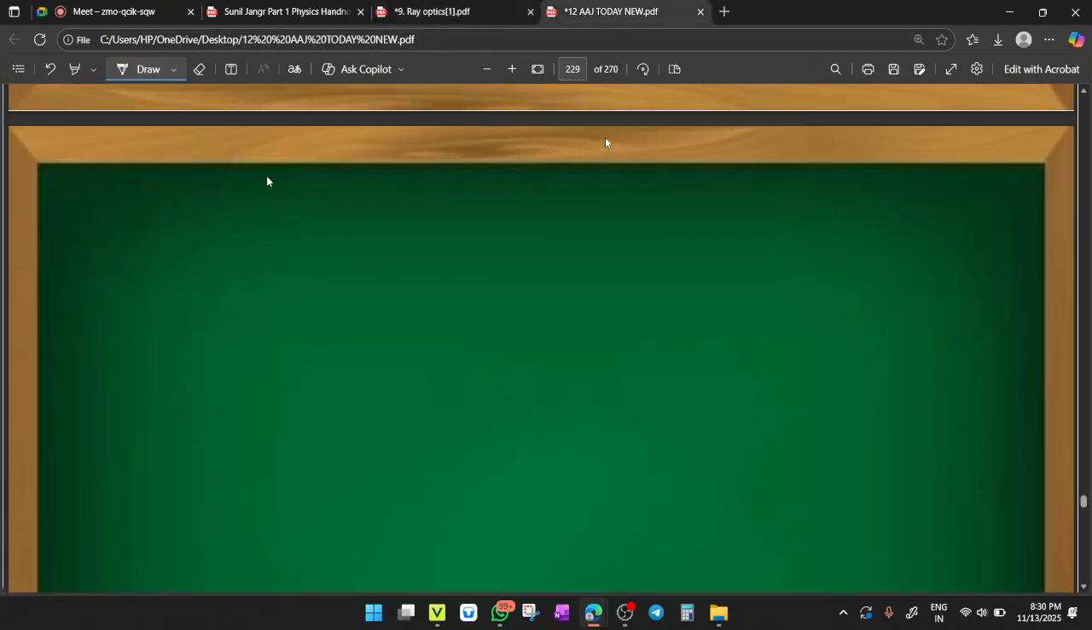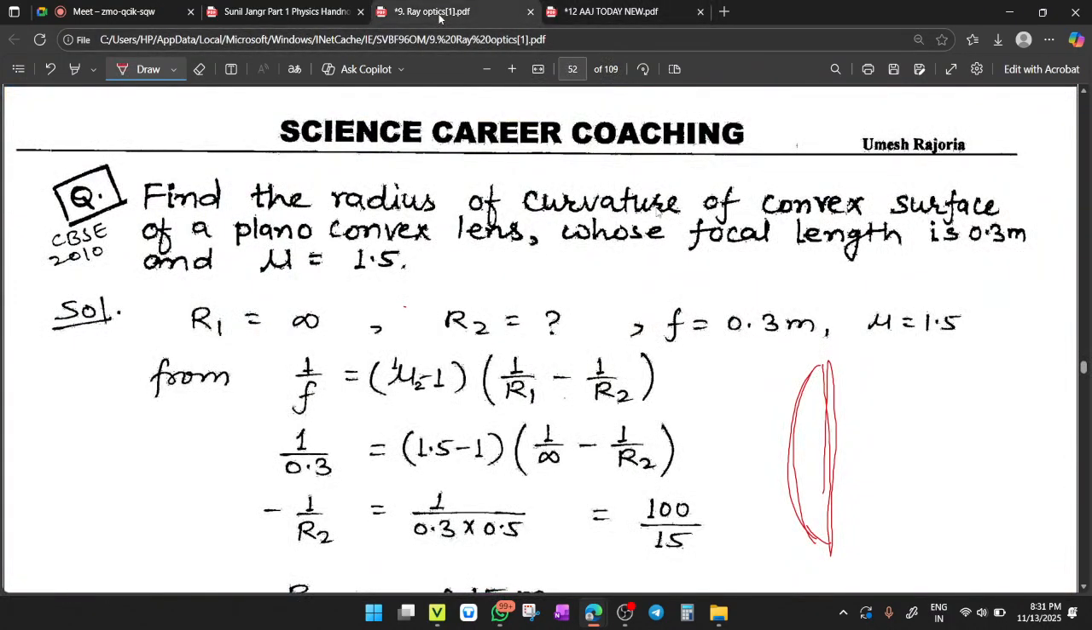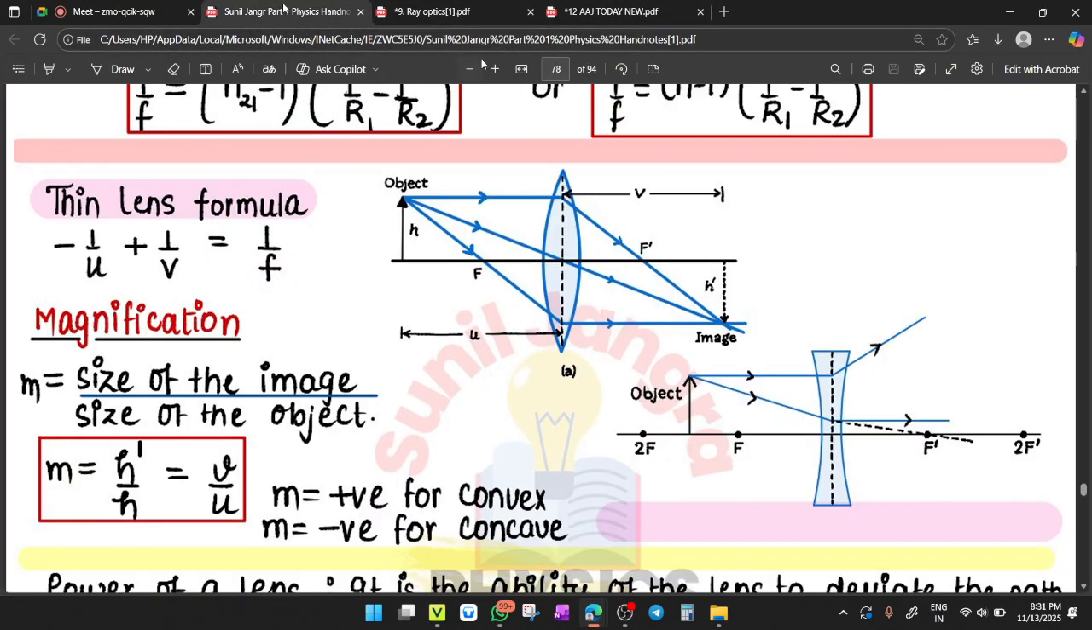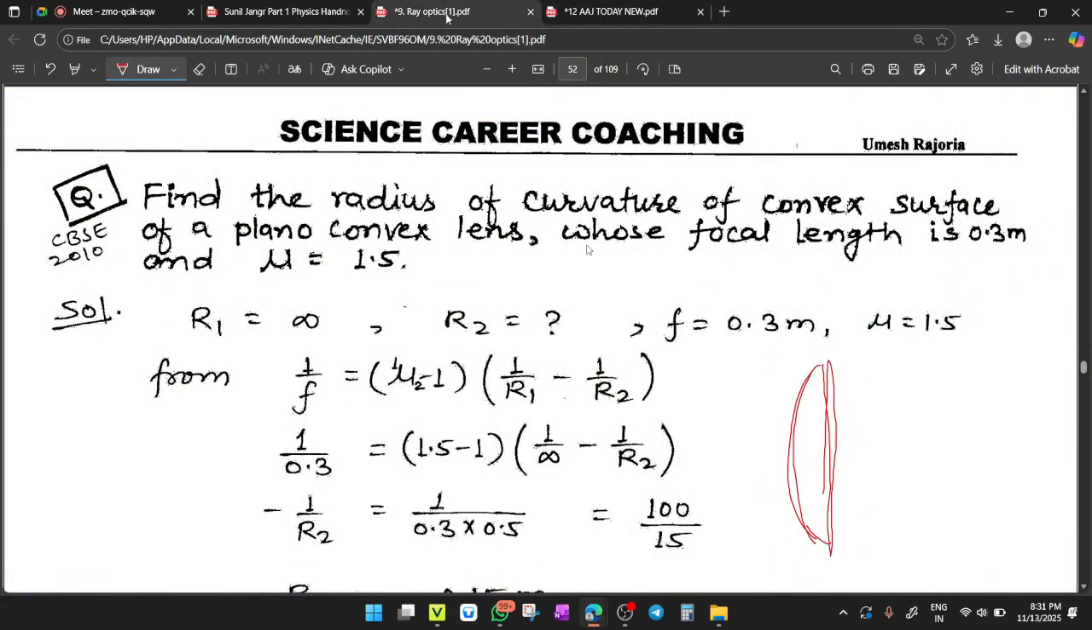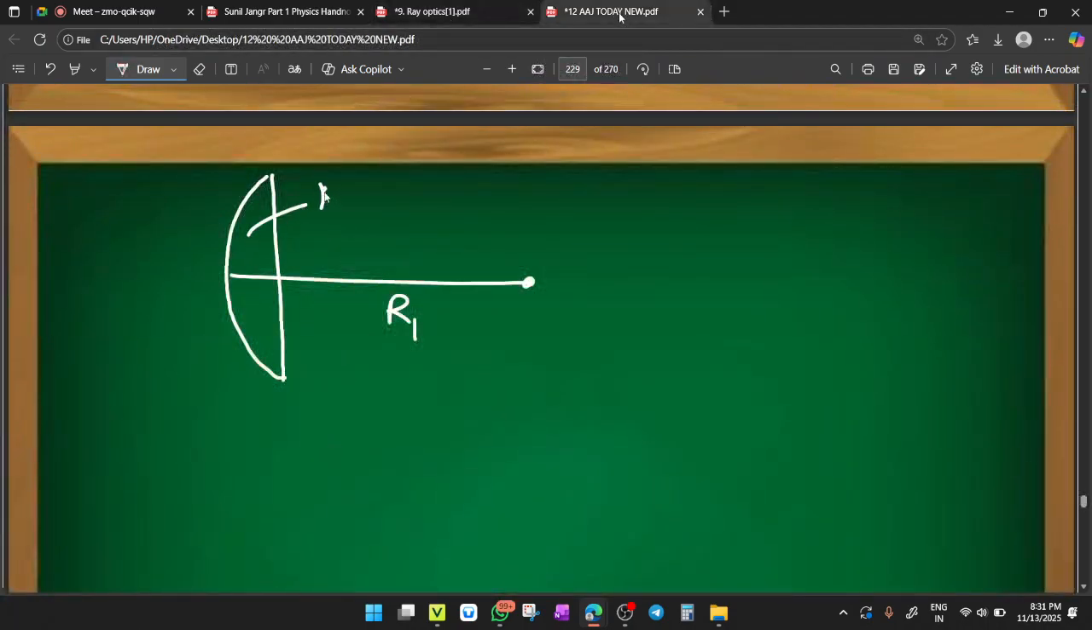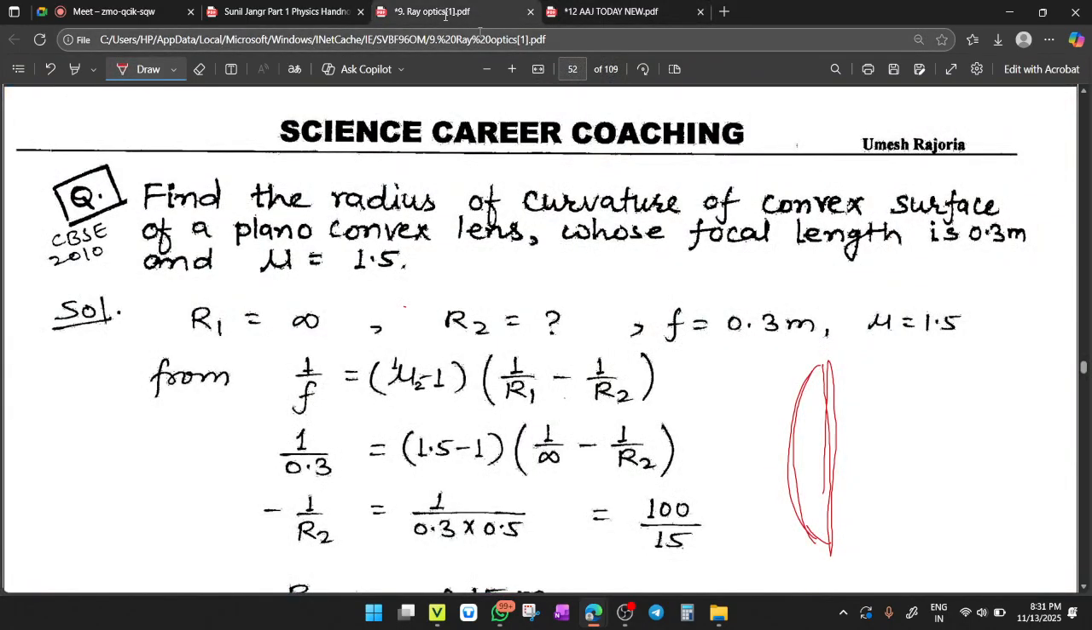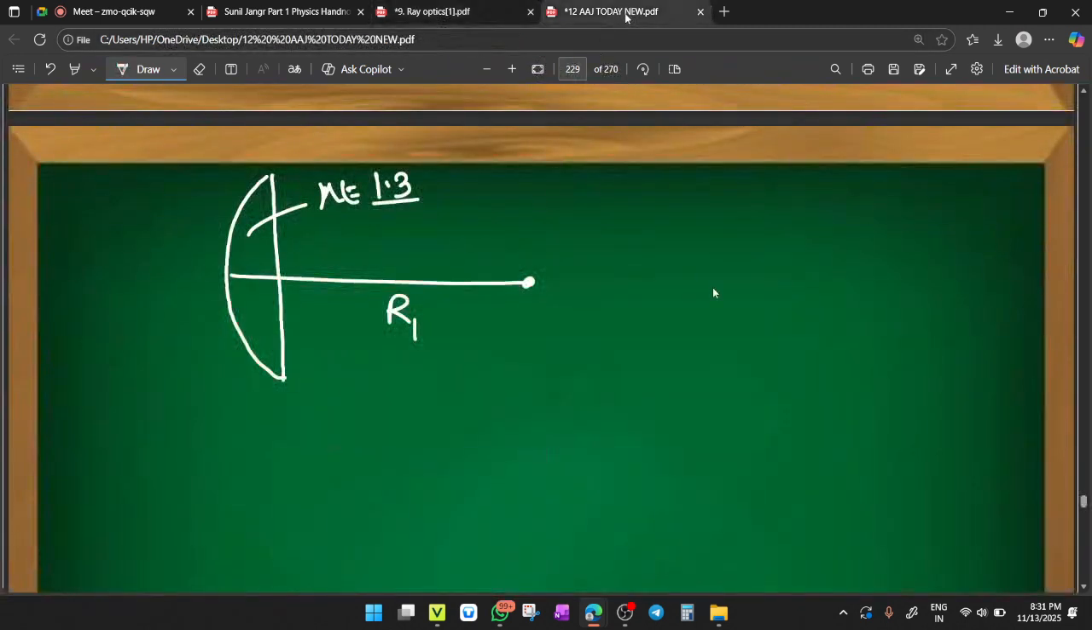So the numerical is like this. You have a plano-convex lens. So this is the convex part and this is the plane part. What you have to do? Find the radius of curvature of the convex surface. So the convex surface has some radius of curvature, certainly it is R1. Now, the focal length is given as 0.3 and mu is equal to 1.5. The refractive index of the medium, mu equals 1.5, and focal length is equal to 0.3. The whole total focal length equals 0.3.